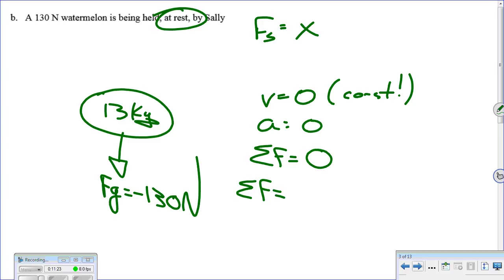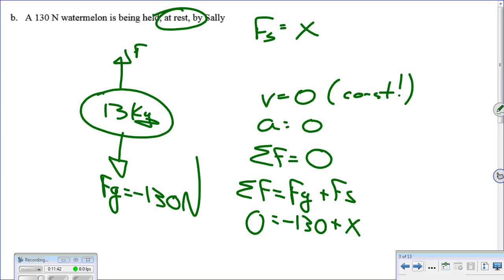Net force is, by definition, all the forces added up. So for us, it's gravity plus Sally. My net force is 0. My force of gravity is negative 130, and Sally's force is x. So add 130, and you will discover that the force of Sally is 130 newtons. And notice I made these arrows about the same length. Does this make sense? We good?